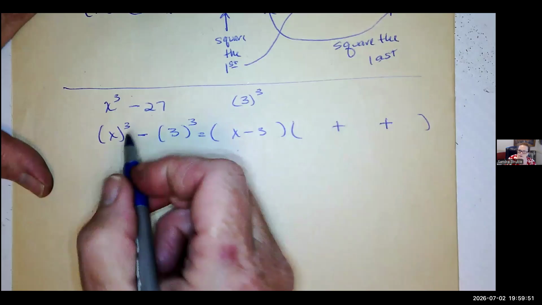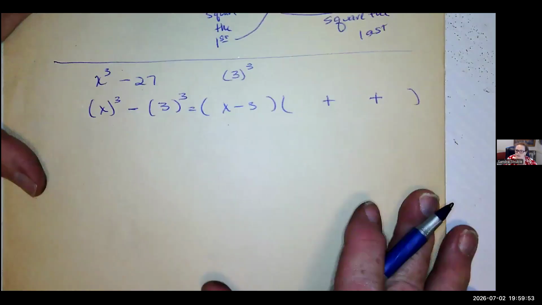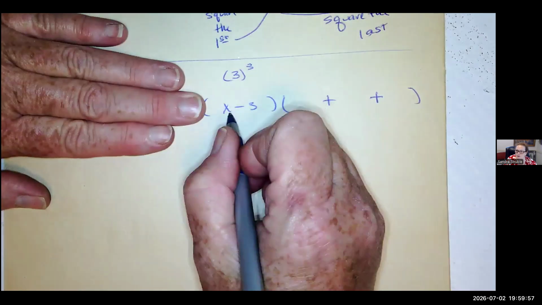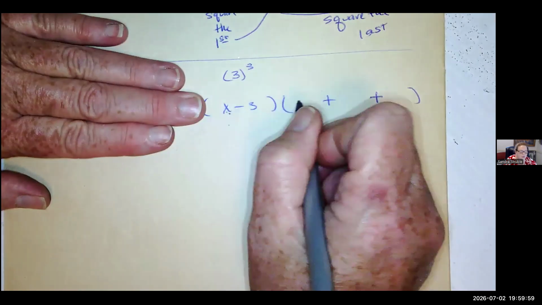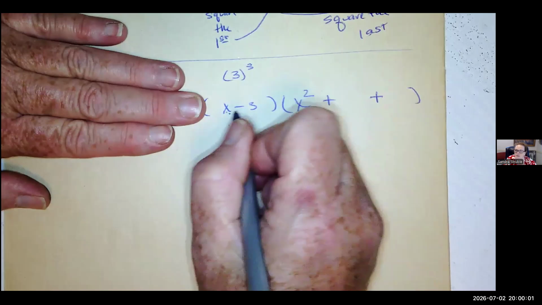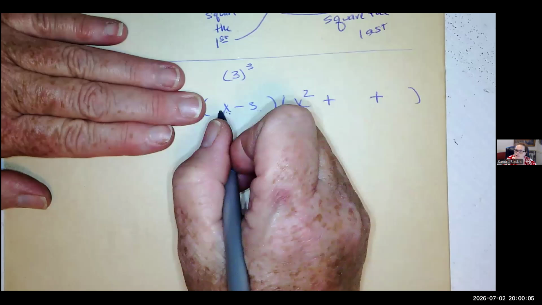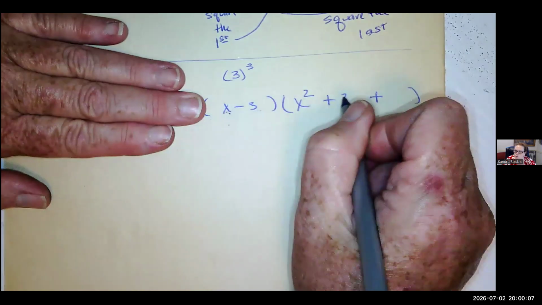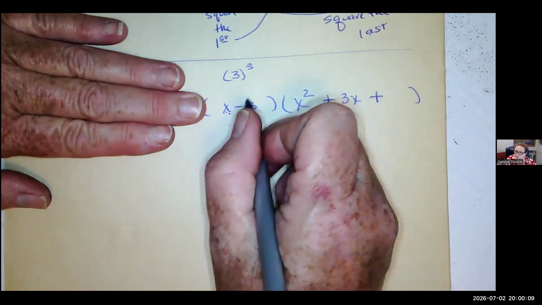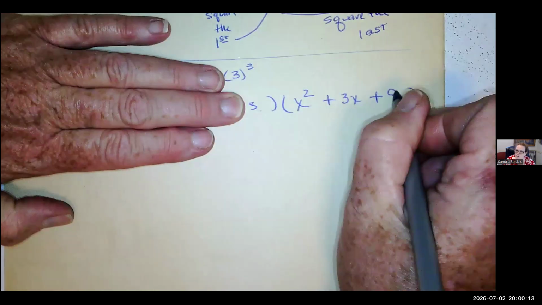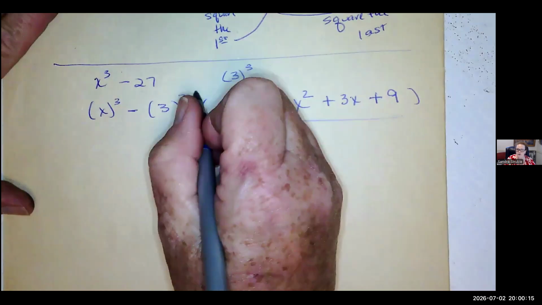All right. For now, we're looking strictly at this. Square the first. So x squared, x times x. Multiply x times 3, ignore the sign. Just multiply x times 3, which is 3x. And then square your last term. Again, ignore the sign, and that's going to be 9. And that is the factored form for the difference of 2 cubes.